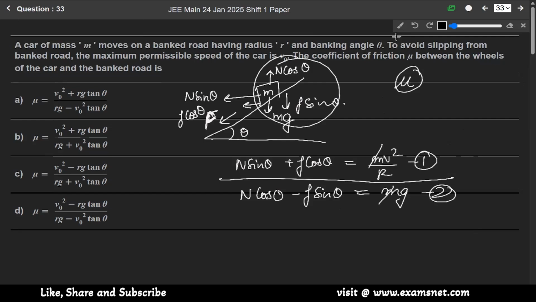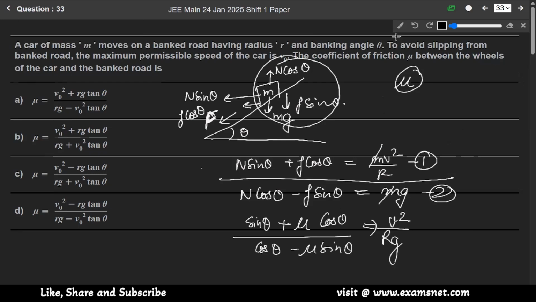So we get sin theta plus, if we take N common, then it will be F over N, and F over N is mu, the coefficient of friction, cos theta over cos theta minus mu sin theta. It will be equal to this, v square over r g. Okay.